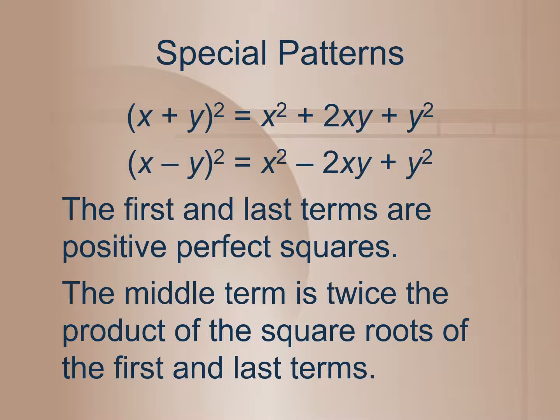So if you see a problem where the first and last term are perfect squares, which means you can take the square root of them, and that middle term is twice the product of the square roots of the first and last term, then you know that you have either the square of sums or the square of a difference.